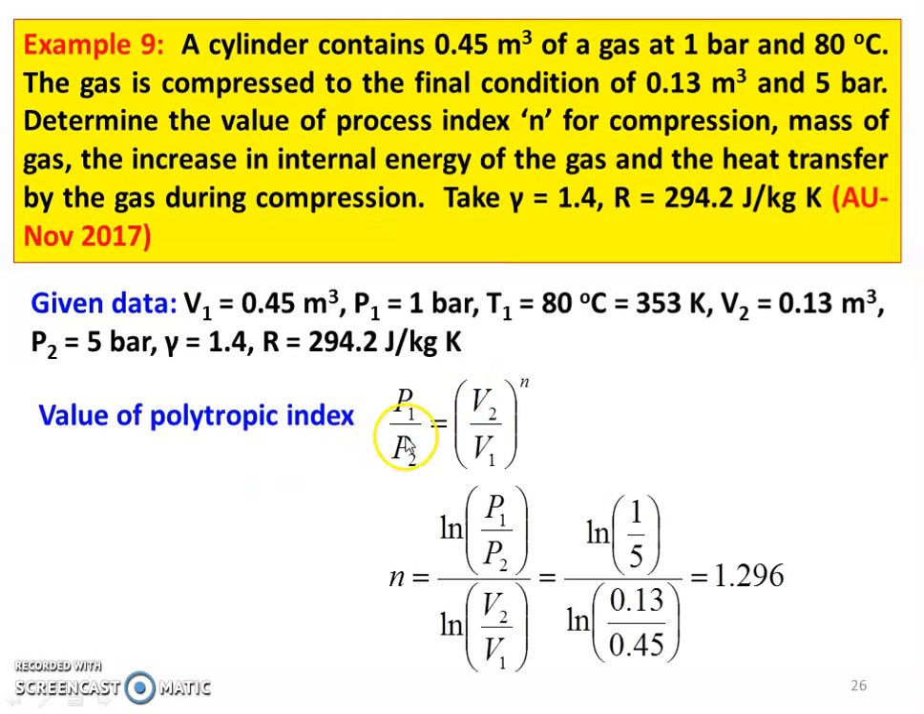Polytropic index: we know P1 by P2 equal to V2 by V1 to the power n. Take logarithm. Logarithm of P1 by P2 equal to n into logarithm of V2 by V1. Rearranging, polytropic index n equal to logarithm of P1 by P2 divided by logarithm of V2 by V1. Substituting numerical values, logarithm of 1 by 5 divided by logarithm of 0.13 divided by 0.45. Calculating this, the polytropic index n equal to 1.296.